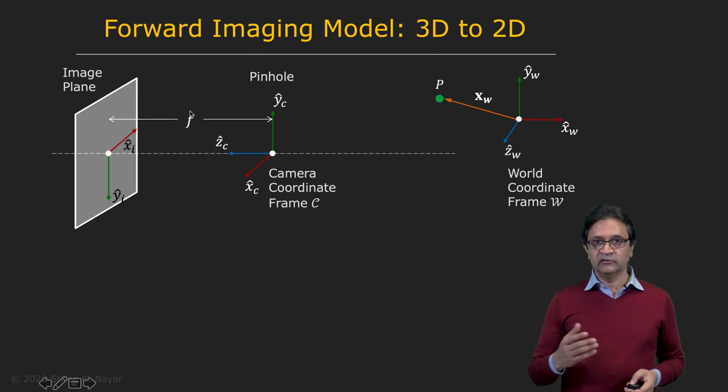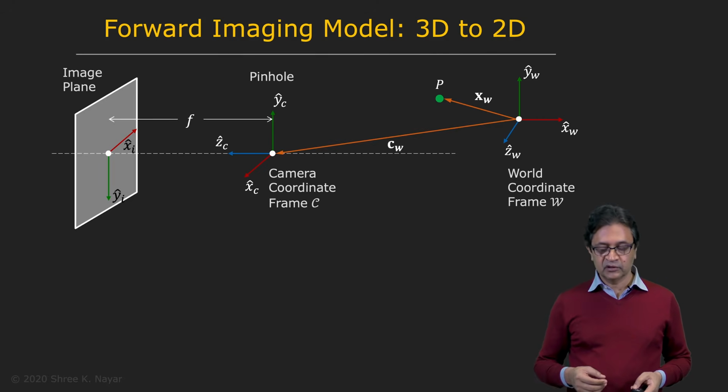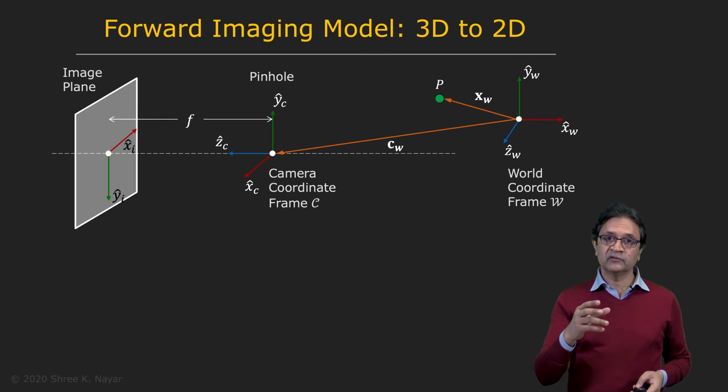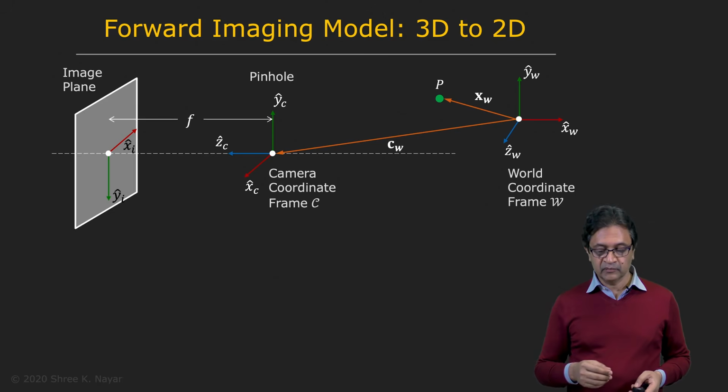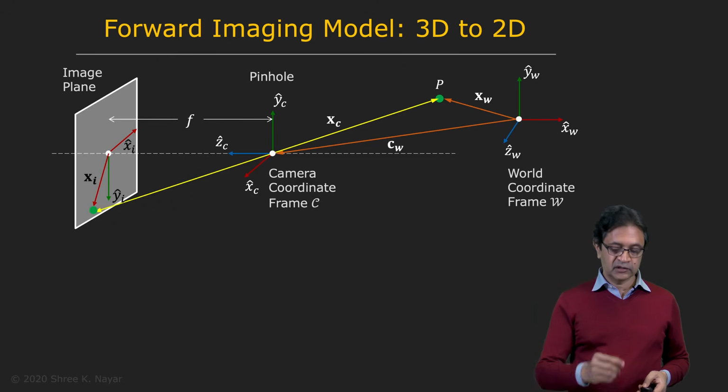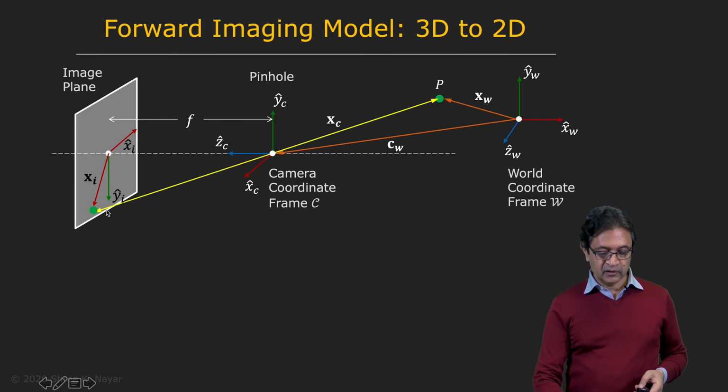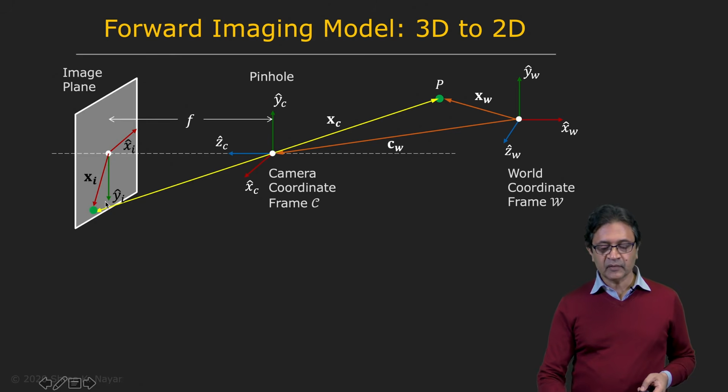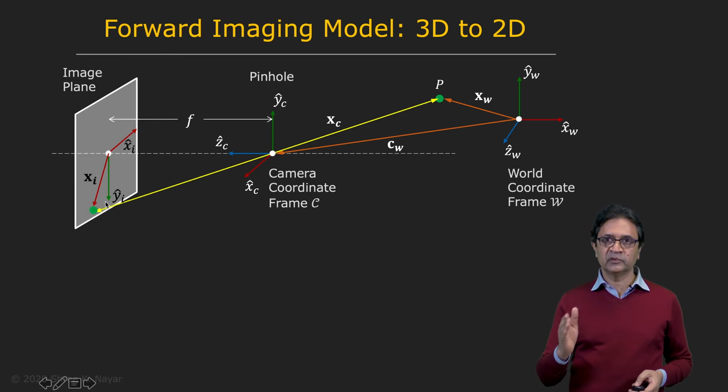So now, if we know the relative position and orientation of the camera coordinate frame with respect to the world coordinate frame, then we can write an expression that takes you all the way from the point P in the world coordinate frame to its projection xi on the image plane. That complete mapping is what we refer to as the forward imaging model.